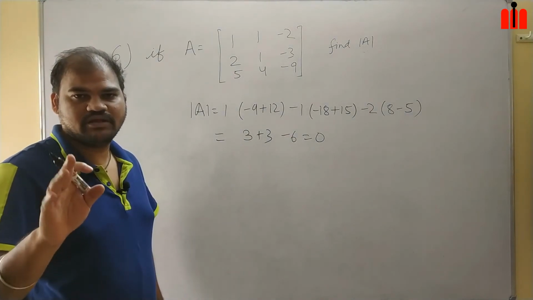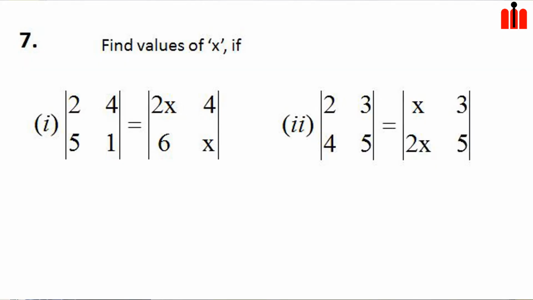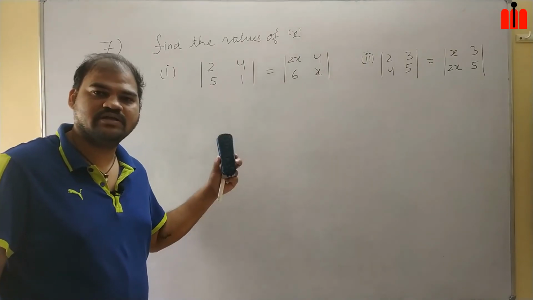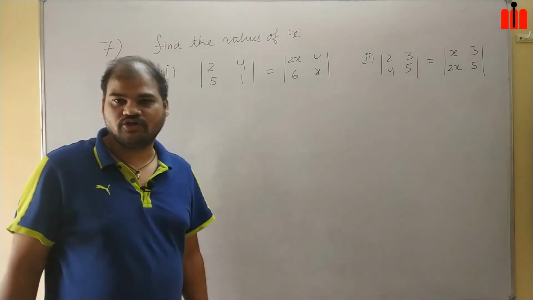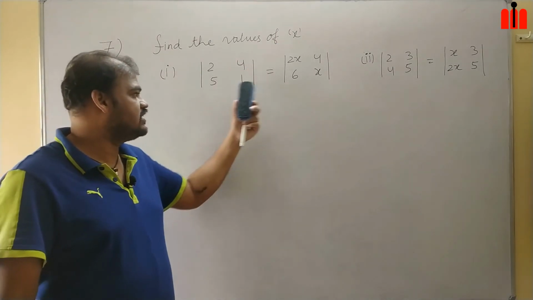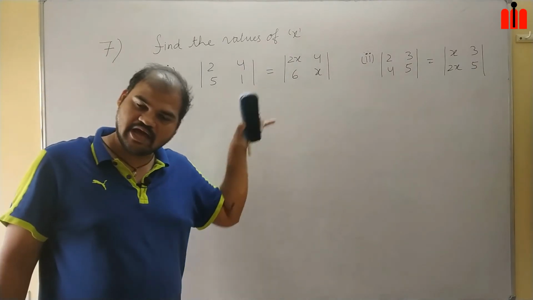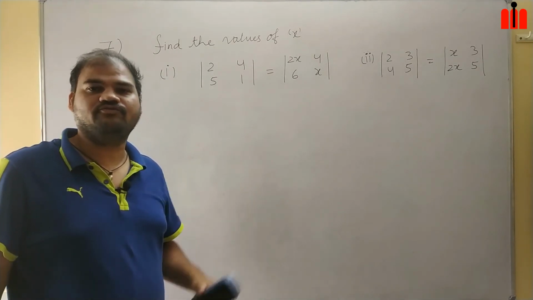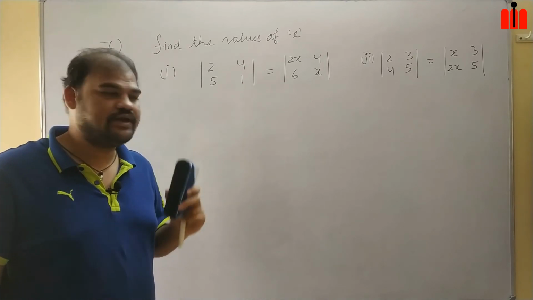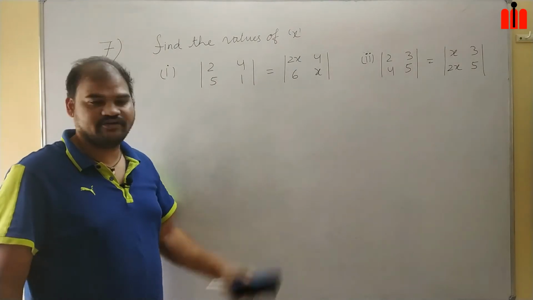Let's move on to problem number 7. In problem number 7, we have to find the values of x. This is a determinant equation. You find the determinant on the LHS, you find the determinant on the RHS, then you will get an equation. From that equation, you have to find the value of x. Got it? There are two problems in this one, and we will solve both. Let's get started with the first.